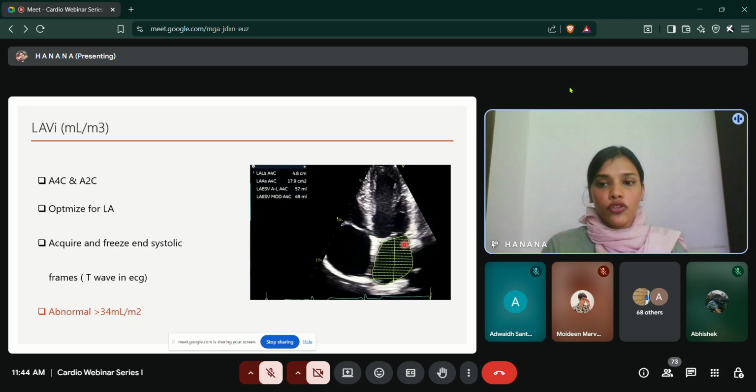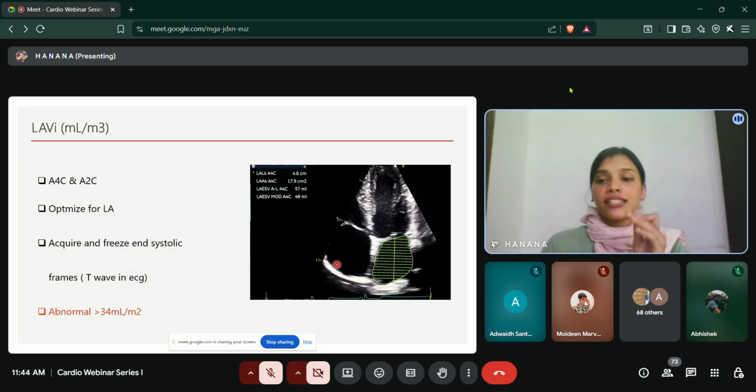It should not be foreshortened. Foreshortened means if the ventricle is shifted, you should not be seeing the correct size of the left atrium, so it will reflect on the measurements that we will be taking. So you should optimize for the LA, and acquire and freeze the end systolic frames.